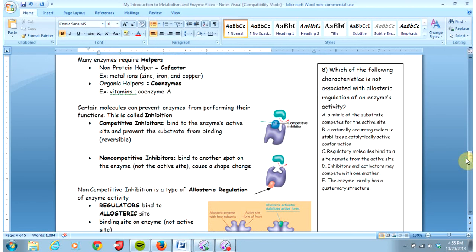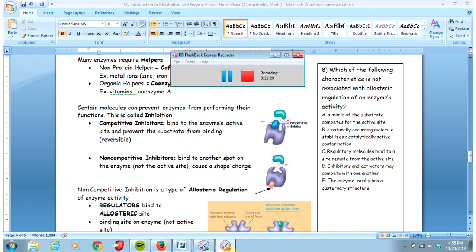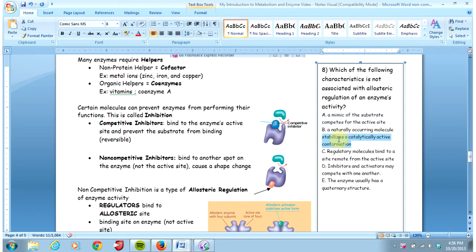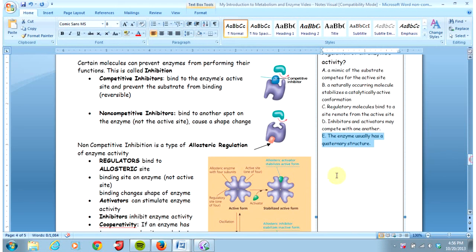You've got a question number 8 that says, which of the following characteristics is not associated with allosteric regulation of an enzyme's activity? And here it says, A, a mimic of the substrate competes for the active site. B, a naturally occurring molecule stabilizes a catalytically active conformation. C, regulatory molecules bind to a site remote from the active site. D, inhibitors and activators may compete with one another. Or E, the enzyme usually has a quaternary structure. I think by that they mean that it has multiple active sites, which we do see, since there are multiple polypeptides within that large protein.